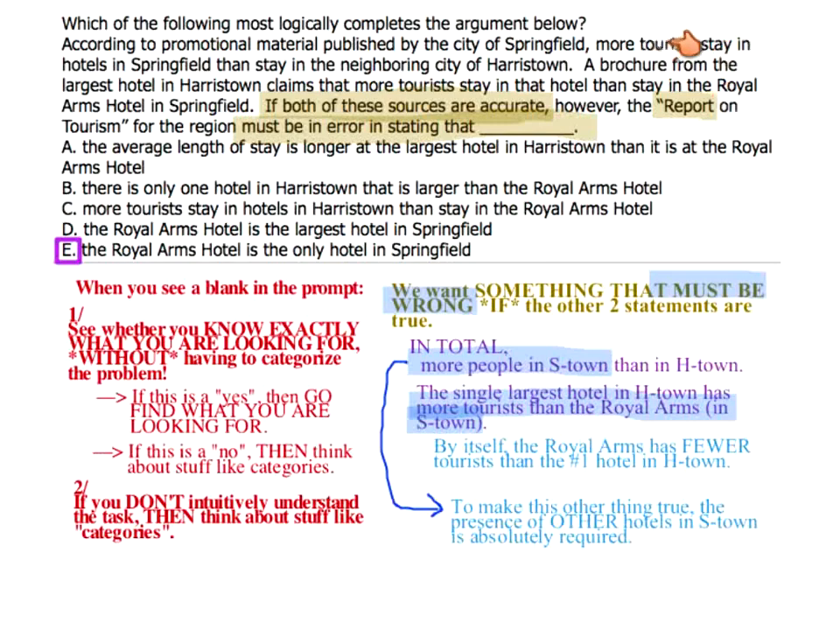Oh yeah, in the passage, that means aggregate total. More tourists stay in hotels in this town, meaning all of them. All the people staying in all the hotels in S-town or in H-town. That's how you know that we're talking about aggregates here. Most importantly, since it's plural, Quizzy is right.